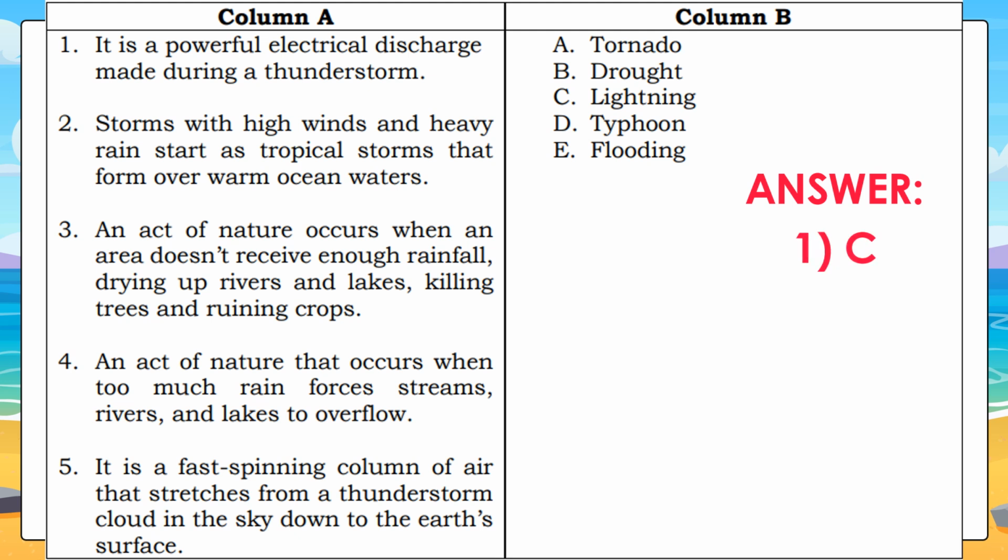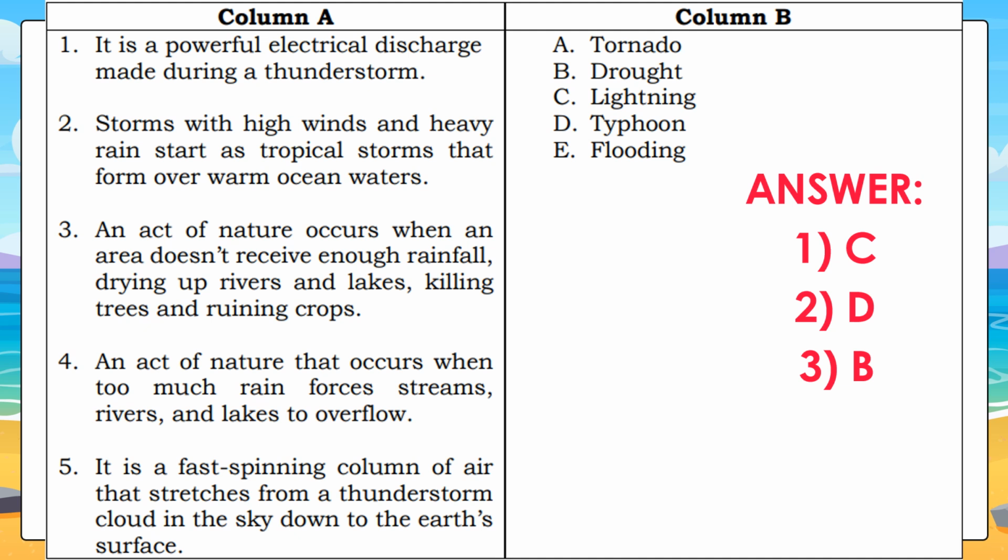Number 2, storms with high winds and heavy rain start as tropical storms that form over warm ocean waters. The answer is letter D, typhoon. Number 3, an act of nature occurs when an area doesn't receive enough rainfall, drying up rivers and lakes, killing trees, and ruining crops. The answer is letter B, drought.